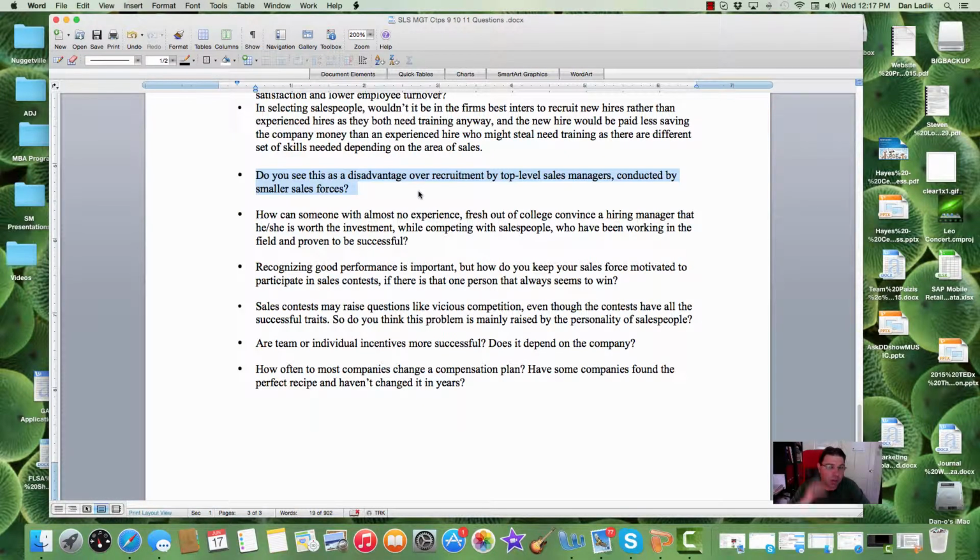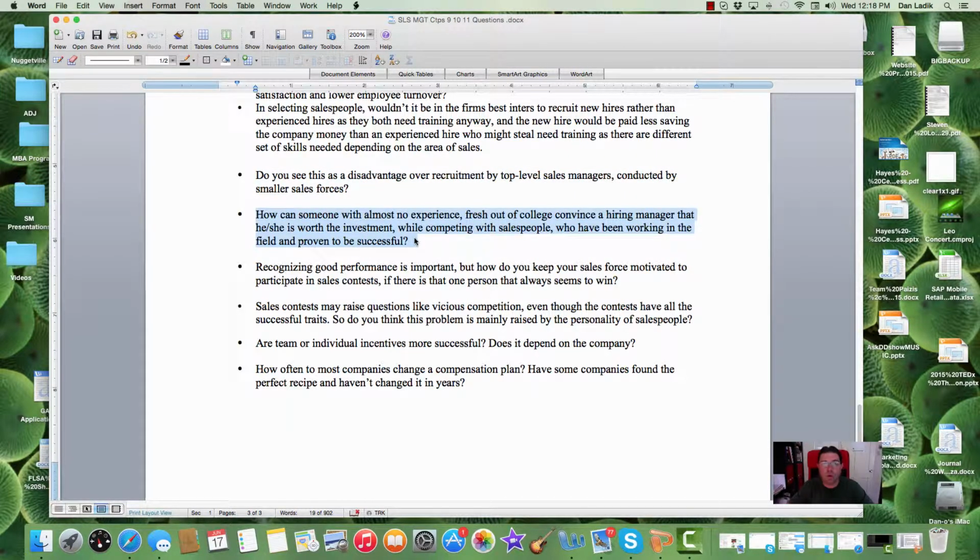Do you see this as a disadvantage over recruitment of top-level sales managers conducted by smaller sales forces? Well, a smaller sales force usually has to overpay. They have to recruit experienced people. A smaller sales force, particularly one that's fully B2B, where 100% of the revenue is coming in from the salespeople, they have to be overpaid. There's too much of a risk to the firm if you don't get top-level salespeople, top-level sales managers. They need to be MVPs because there's only 3 people, and they need to go out and sell, otherwise the company has no revenue.